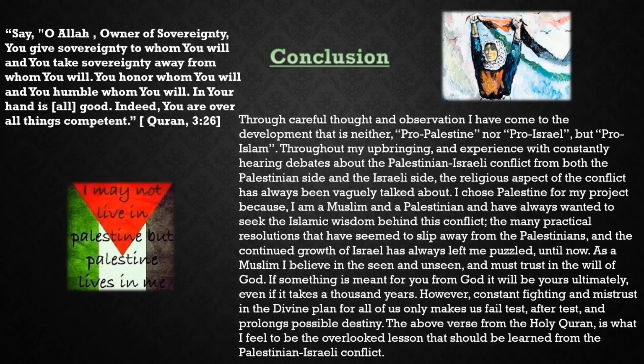In conclusion, say, O Allah, owner of sovereignty, you give sovereignty to whom you will, and you take sovereignty away from whom you will. You honor whom you will, and you humble whom you will. In your hand is all good. Indeed, you are over all things competent. Chapter 3, verse 26 of the Quran.